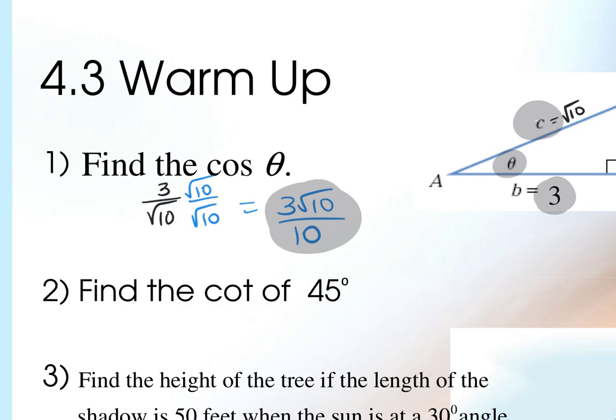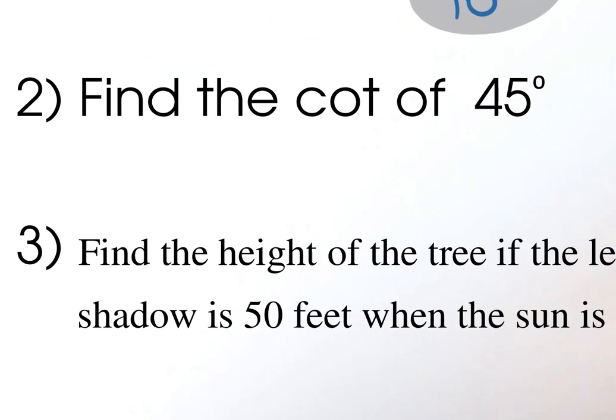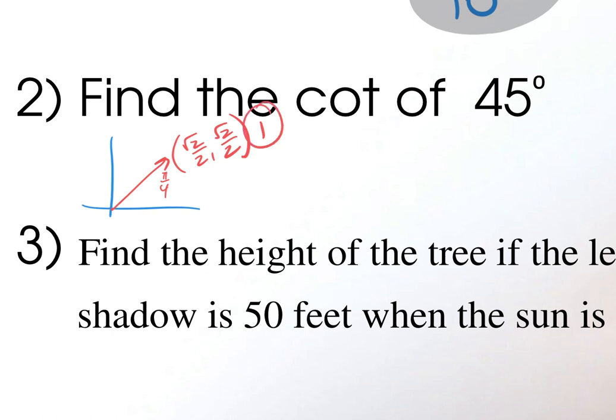All right, for 2, it says find the cotangent of 45. There are 2 ways to do this. One is using your unit circle. So you'll fill that out first on your quiz. But if you know 45 is the pi over 4 angle, and pi over 4 is root 2 over 2, root 2 over 2, and the tangent is 1, then I can simply take the tangent, flip it. The reciprocal of 1 is still 1.